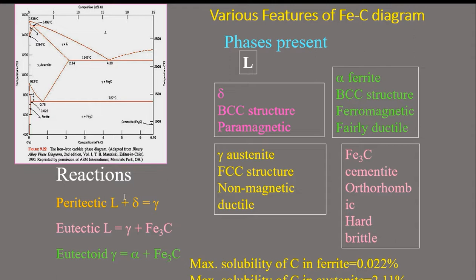Peritectic, this is liquid plus delta, this is a solid, converts to solid gamma. Then eutectic, liquid changes to gamma plus Fe3C. Then eutectoid is gamma changes to alpha plus Fe3C, right?